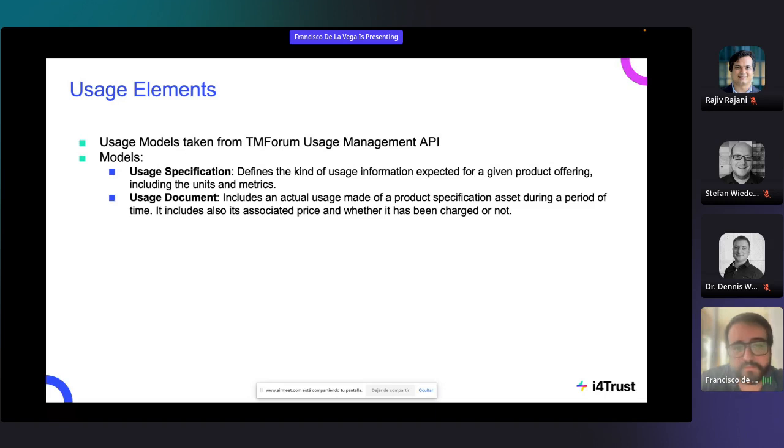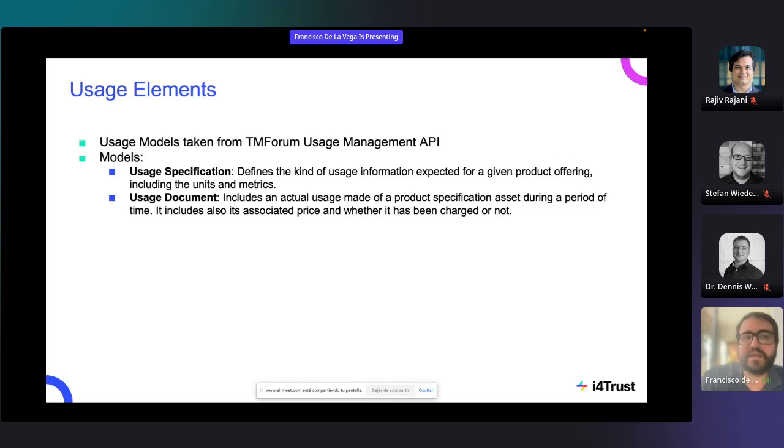The simplest one, you can push your accounting information. You can create the usage document and push that usage information and push those usage documents directly using the TM4 Usage Management API, which is an API of the business ecosystem. You can just push the data. But we are also supporting something which is the pull mode.